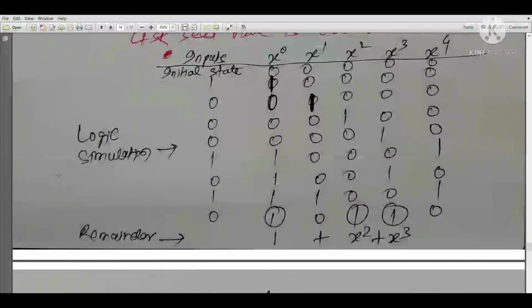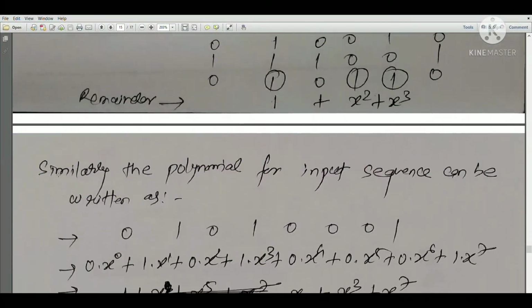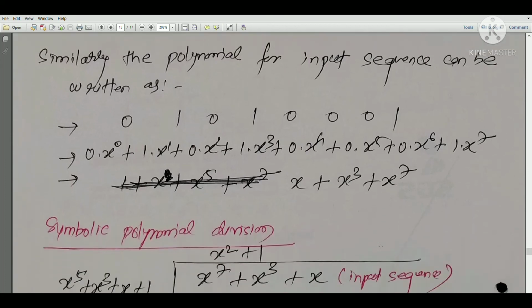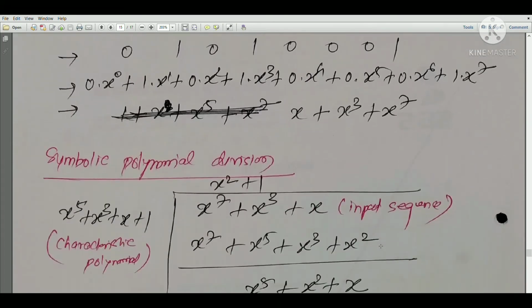If you write the polynomial for this particular pattern 0 1 0 1 0 0 0 1, simply you can write 0 into x to the power 0 plus 1 into x to the power 1 plus 0 into x square. So 0 1 0 are the coefficients, from x to the power 0 to x to the power 7, depending on the number of bits that are there. So 8 bits are there, so we have written x to the power 0 to x to the power 7. So the input sequence polynomial is coming out as x plus x cube plus x to the power 7. Now we will perform this symbolic polynomial division.